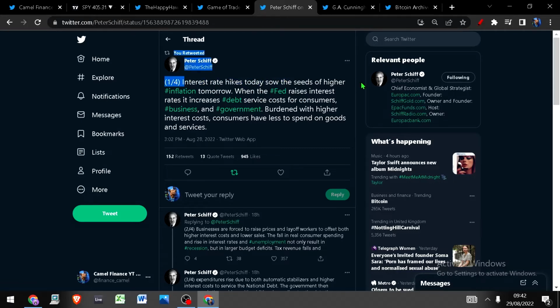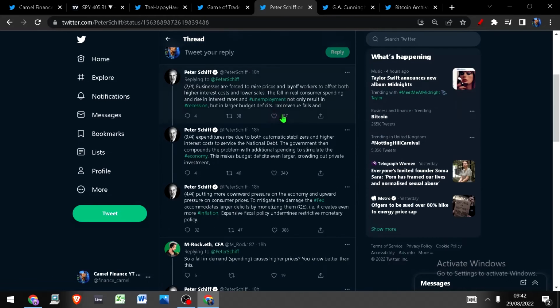He says, the interest rate hikes today sow the seeds of higher inflation tomorrow. When the Fed raises interest rates, it increases debt service costs for consumers, businesses, and the government. Burdened with higher interest costs, consumers have to spend less on goods and services. Businesses are therefore forced to raise prices and lay off workers to offset both the higher interest costs and the lower sales. The fall in real consumer spending and rise in interest rates and unemployment not only result in a recession, but in larger budget deficits.